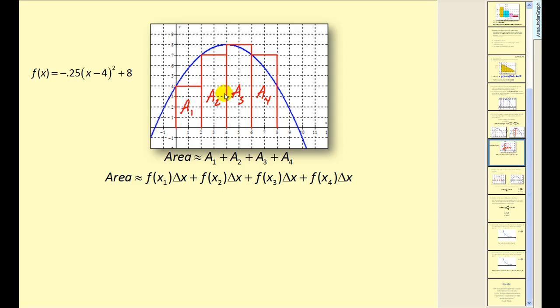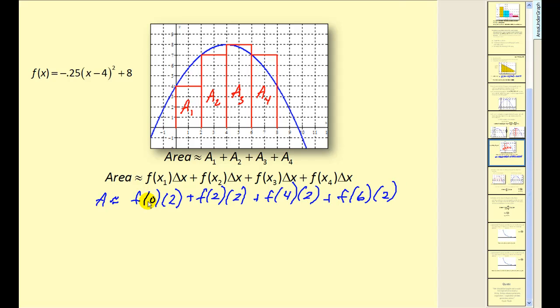The third rectangle has a length of f of 4, and the fourth rectangle would have a length of f of 6. So we could say our area would be approximately equal to f of 0 times 2, that's the area of the first rectangle, plus f of 2 times 2, plus f of 4 times 2, plus f of 6 times 2. Now remember, to find these heights, we have to substitute these values into the original function here.